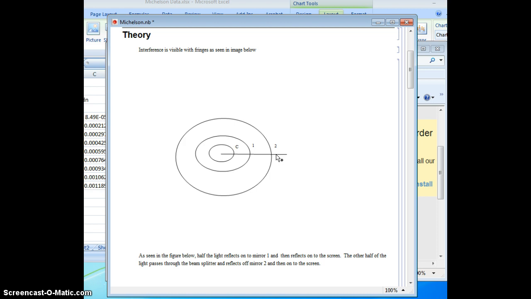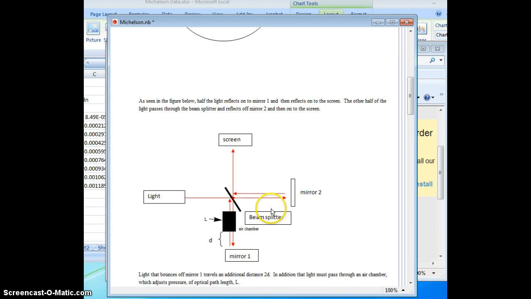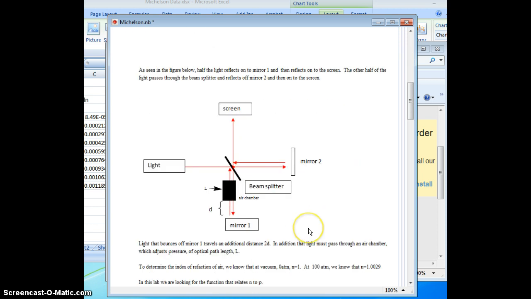So we've got the center of the fringe, or the bright spot, in the center, and then it passes along. So there's a fringe, another fringe, another fringe. That is what happens when we have two waves interfering, which is what an interferometer gives you: interference. So, as seen in this diagram here, this is what we use for our lab.